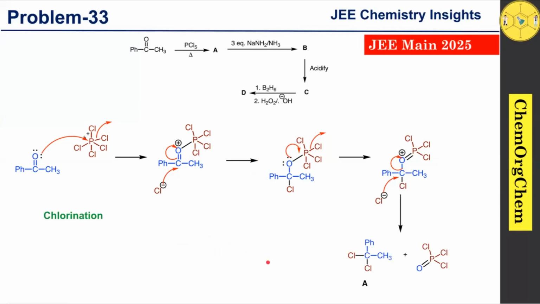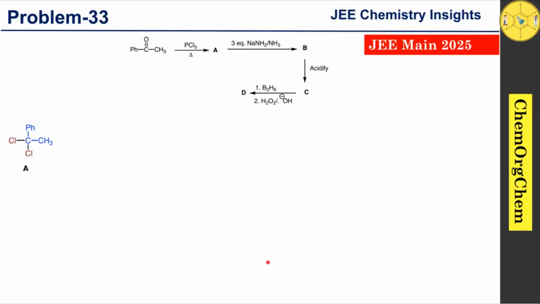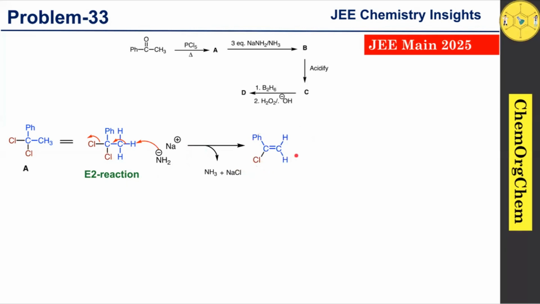In the next step, our product A reacts with 3 equivalents of sodamide. Here sodamide acts as a strong base. For our convenience, we can redraw the structure like this. Now, the first equivalent of sodamide readily abstracts the proton from this carbon, so the electrons move towards here, followed by kick off of one chlorine atom, which generates this intermediate alkene. This reaction is called E2 elimination.